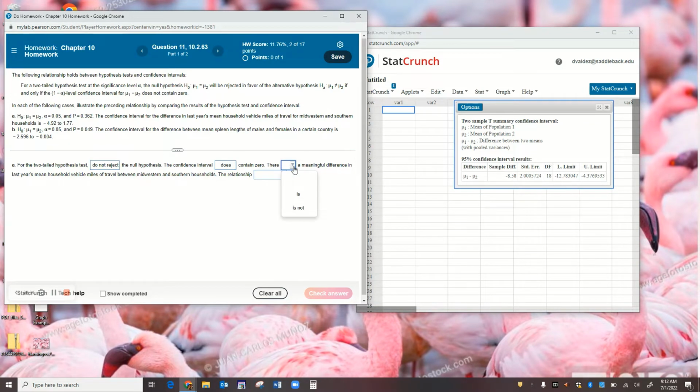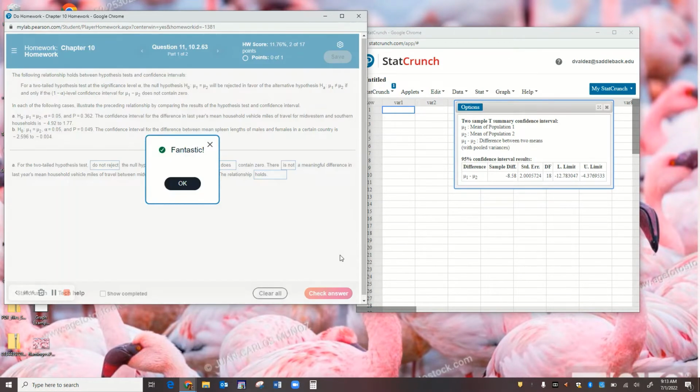And then that means if we're not rejecting the null, there is not a meaningful difference in last year's mean household vehicle miles of travel between Midwestern and Southern households. The relationship holds. Okay, let's check that answer. Fantastic.